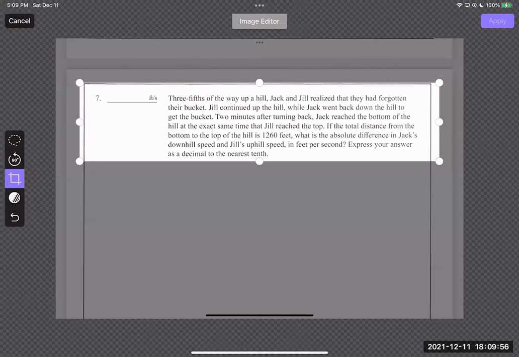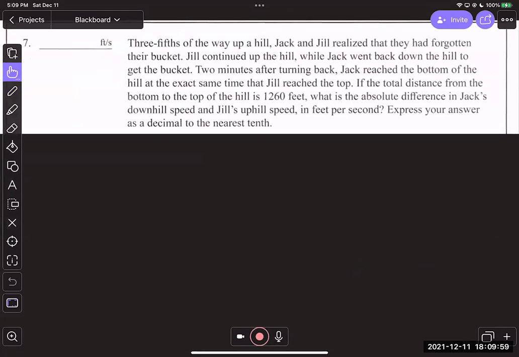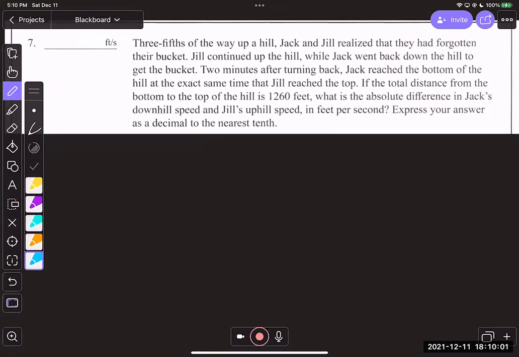Problem number 7. 3/5 of the way up a hill, Jack and Jill realized that they had forgotten their bucket. Jill continued up the hill while Jack went back down the hill to get the bucket. 2 minutes after turning back, Jack reached the bottom of the hill at the exact same time that Jill reached the top. If the total distance from the bottom to the top of the hill is 1,260 feet, what is the absolute difference in Jack's downhill speed and Jill's uphill speed in feet per second?